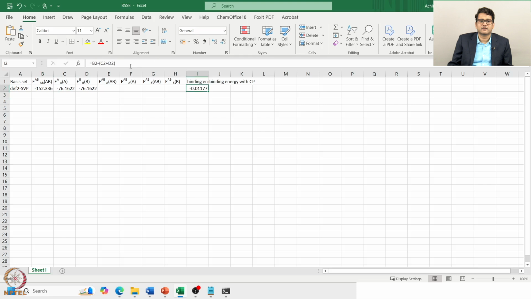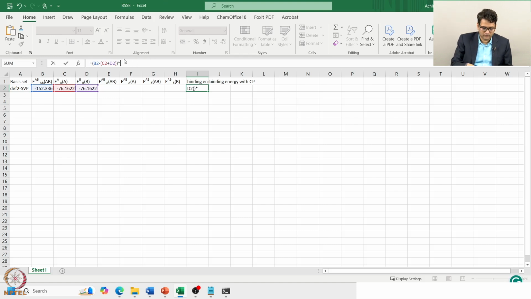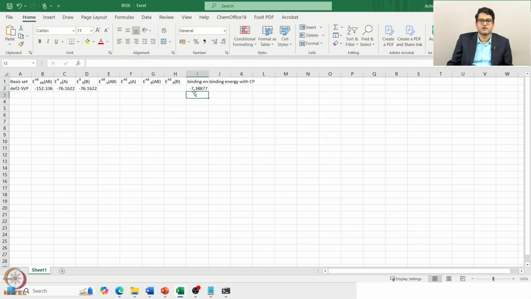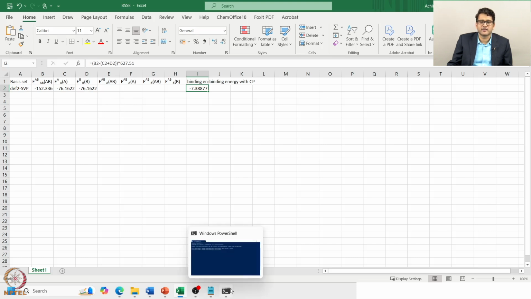Of course, this is in atomic unit. I should make it kilocalorie per mole. So, it is 7.32. Now, this is the binding energy without any counterpoise correction. Let us now put the other quantities, then we will see what is the magnitude of the counterpoise correction.